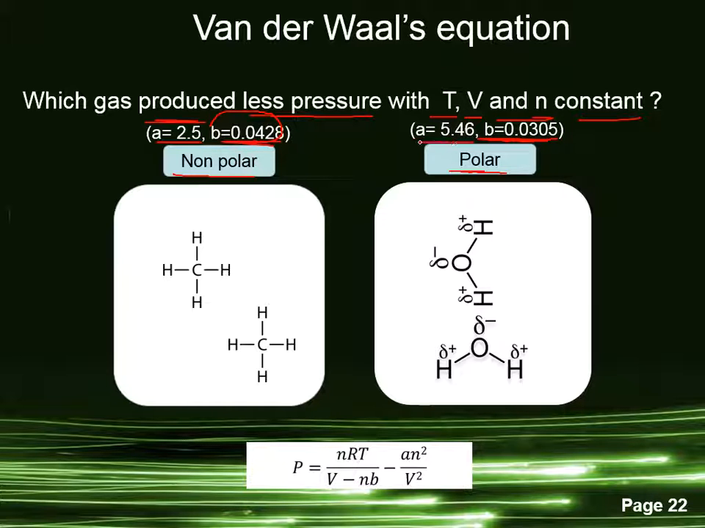The big difference will come with A, because water is polar and it can make hydrogen bonds, so the intermolecular interaction is higher for water in comparison with methane. So if we put a larger A here, with the same number of moles, temperature, and volume, this subtracted component should be higher for water in comparison with methane. That means the pressure exerted by water would be significantly lower than the ideal pressure.